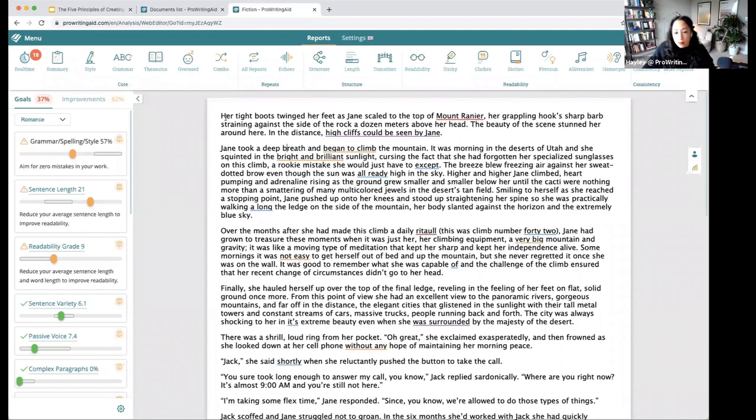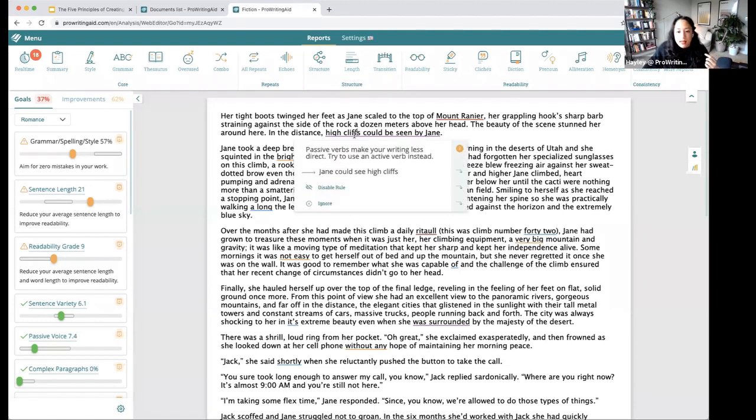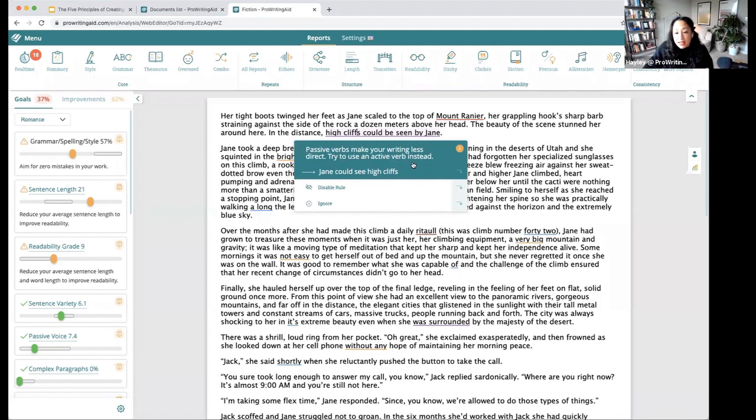Now, when you have your real-time checker on, you will see a number of different types of suggestions in here, including style suggestions related to passive voice. So you can see right up here, I have an instance of passive voice: the high cliffs could be seen by Jane. ProWritingAid easily identifies them and in some cases will suggest a fix so that you can fix it yourself.